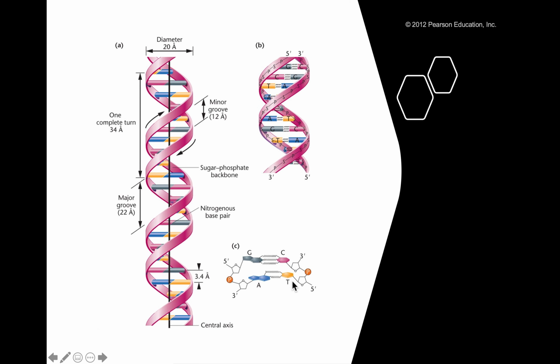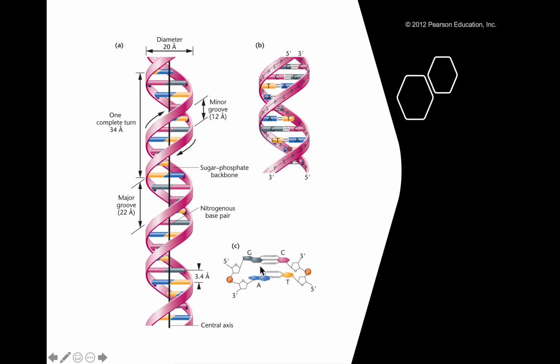Here we can see the structure of a nucleotide. So a nucleotide contains a phosphate, a pentose sugar, and a base. So this unit is called a nucleotide. And the G's and C's, as I said, are held together by 3 hydrogen bonds, and the A's and T's are held together by 2.